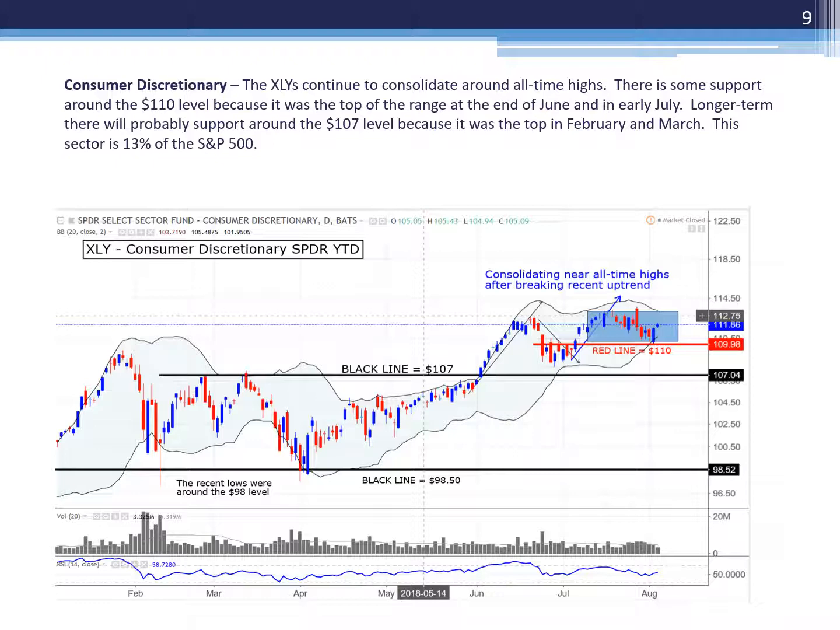Okay, here's consumer discretionary. We mentioned two weeks ago, keep an eye on this 110 level. It should provide some short-term support, which it did. Really just consolidating around all-time highs. So going forward, look for short-term support at this level, intermediate at 107, because this was the top here and where this rally started from.